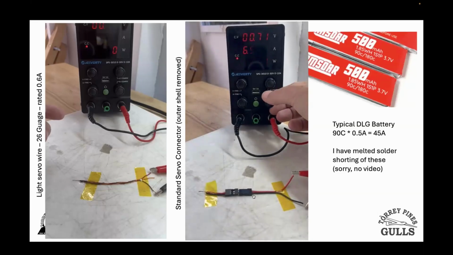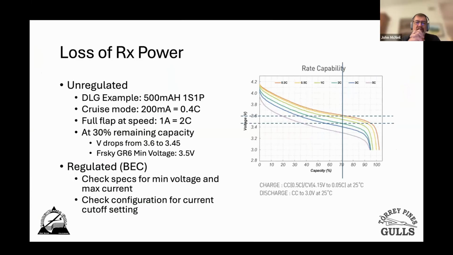Got it? Okay, let's get to loss of receiver power.